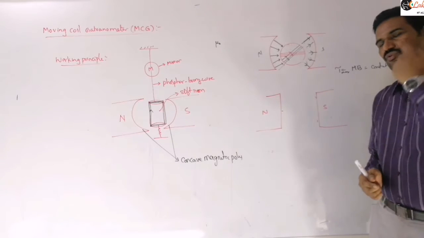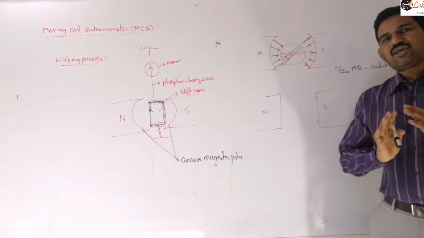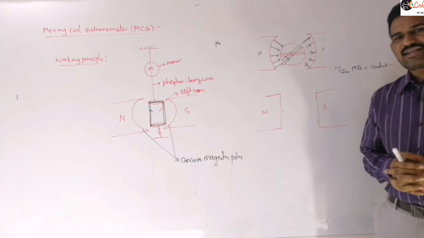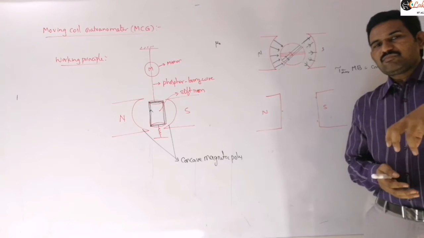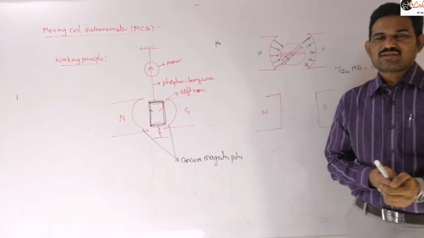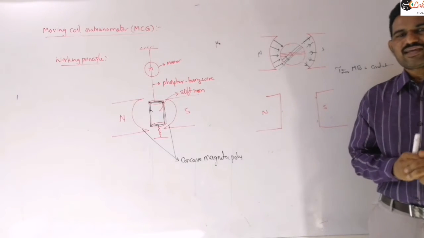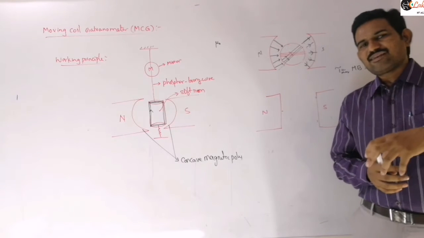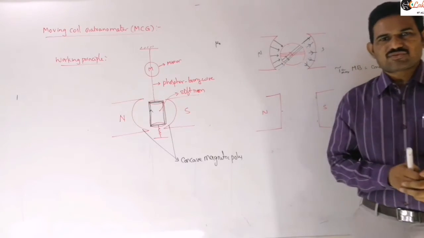If the mu naught value or the mu value is high, then that indicates that medium can allow more number of lines to pass through it. Suppose you are taking iron or soft iron, then its permeability value will be very high when compared to that of air medium, right? The permeability of the soft iron is very high when compared to that of air medium. Then that indicates the iron medium will allow more number of field lines to pass through that.